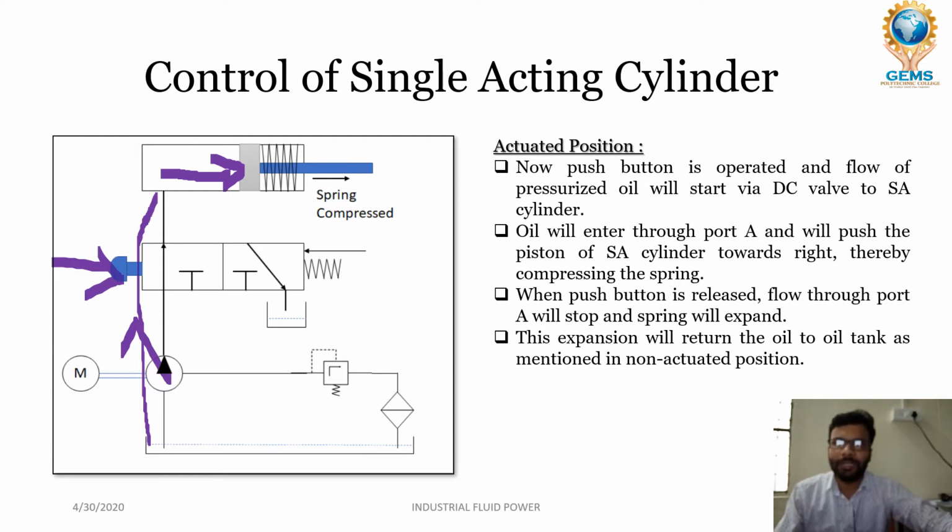When the push button is released, the flow through the port A will stop and spring will expand. This expansion will return the oil to oil tank as mentioned in non-actuated cylinder.